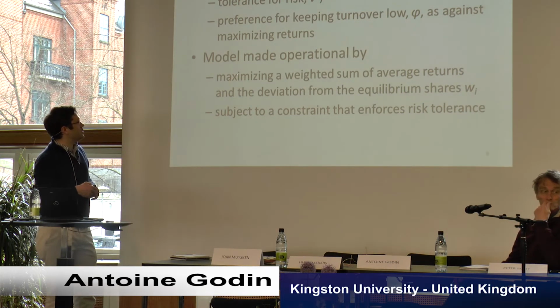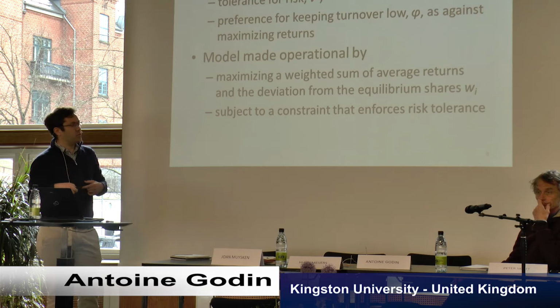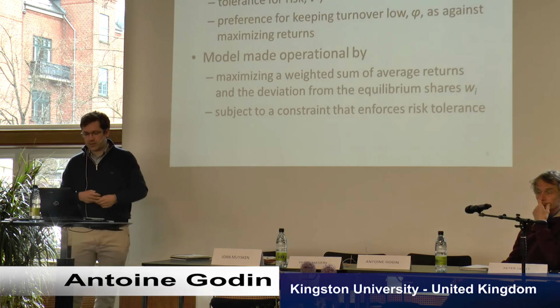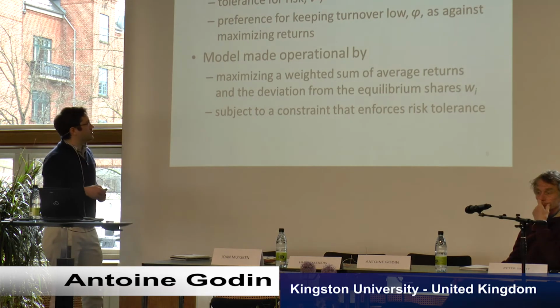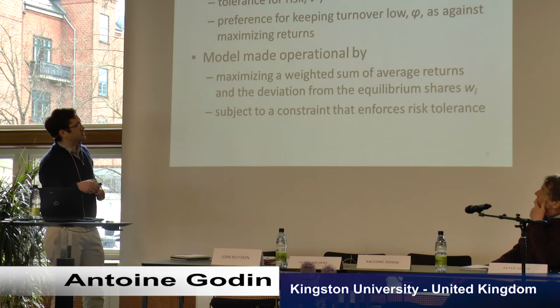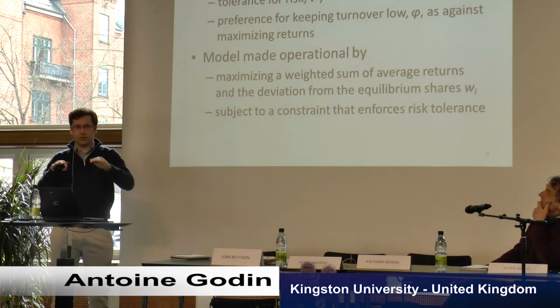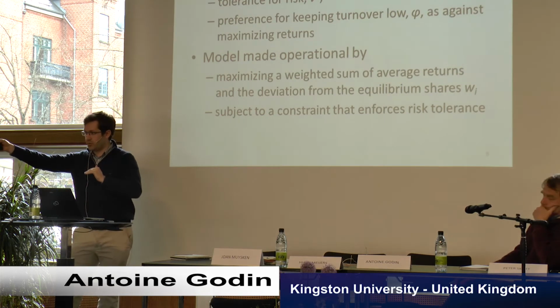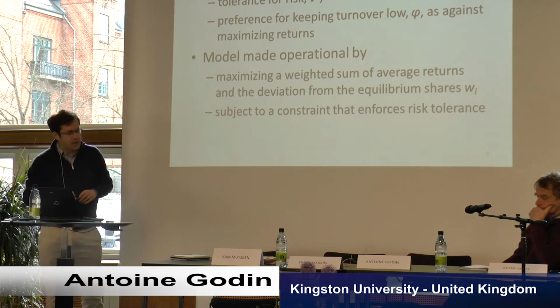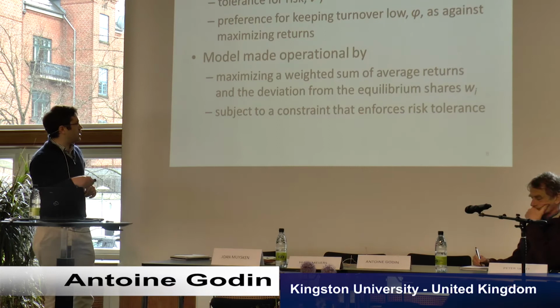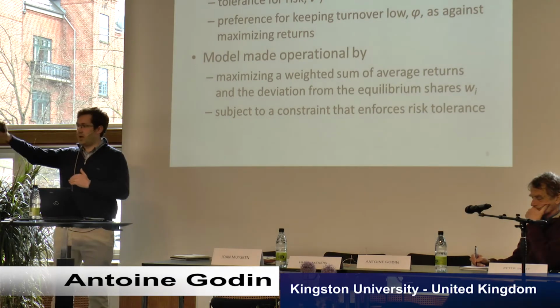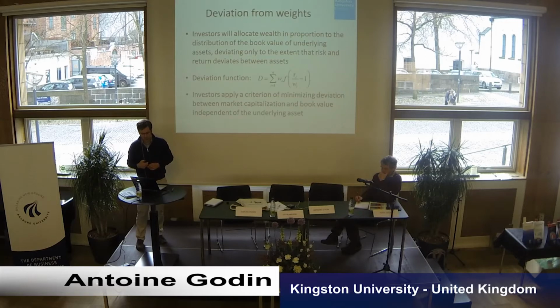And what we do is we assume that there's a maximization process between the sum of the average returns, which you want to have as high as possible, and the deviation from the equilibrium share WI, and that's captured by the idea of keeping the turnover low. So you don't want to deviate too much from the equilibrium share. And of course, we are subject to a constraint that enforces the risk tolerance. You don't want to go above the targeted risk.